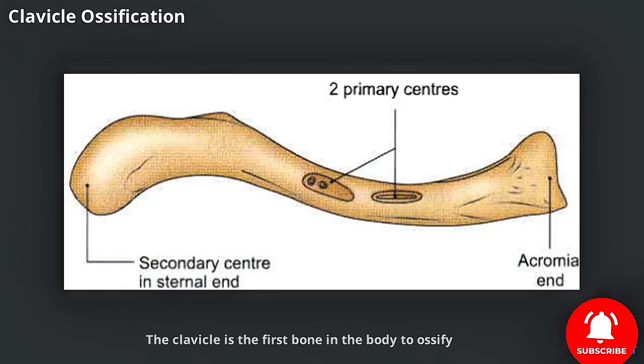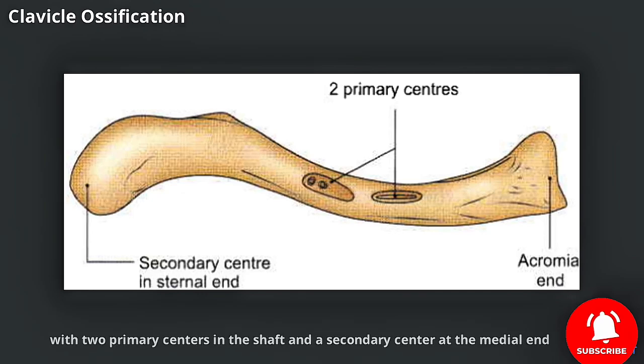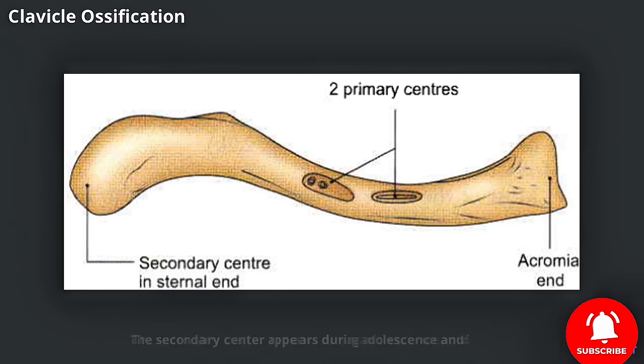The clavicle is the first bone in the body to ossify, beginning in the 5th to 6th week of intrauterine life. It ossifies primarily in membrane, with two primary centers in the shaft and a secondary center at the medial end. The secondary center appears during adolescence and fuses with the shaft in early adulthood. Occasionally, an extra center may appear at the acromial end. This unique ossification pattern is clinically relevant, especially in pediatric orthopedics.